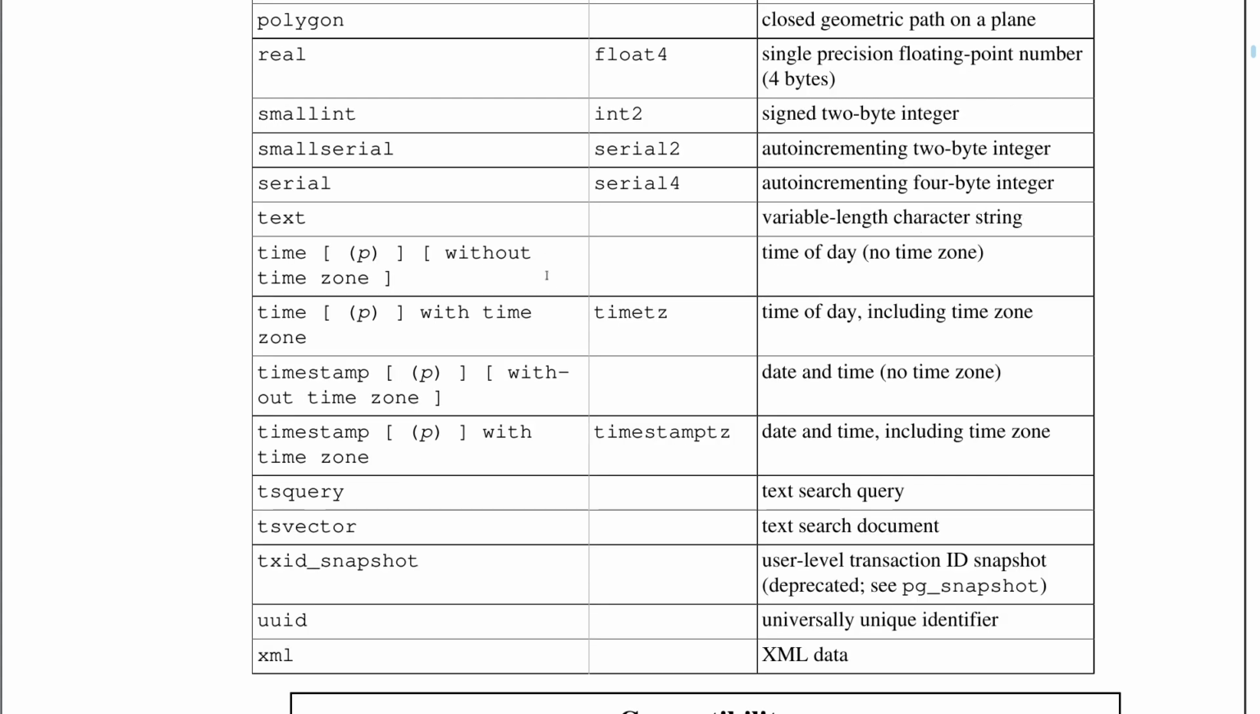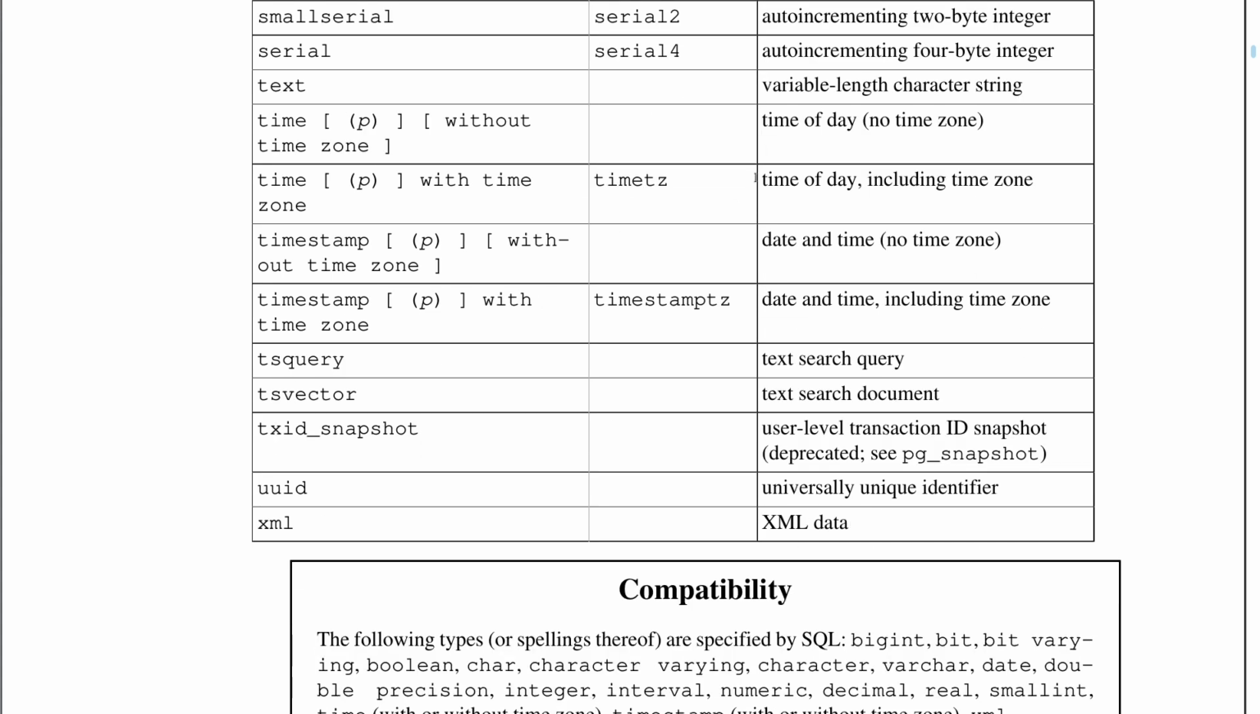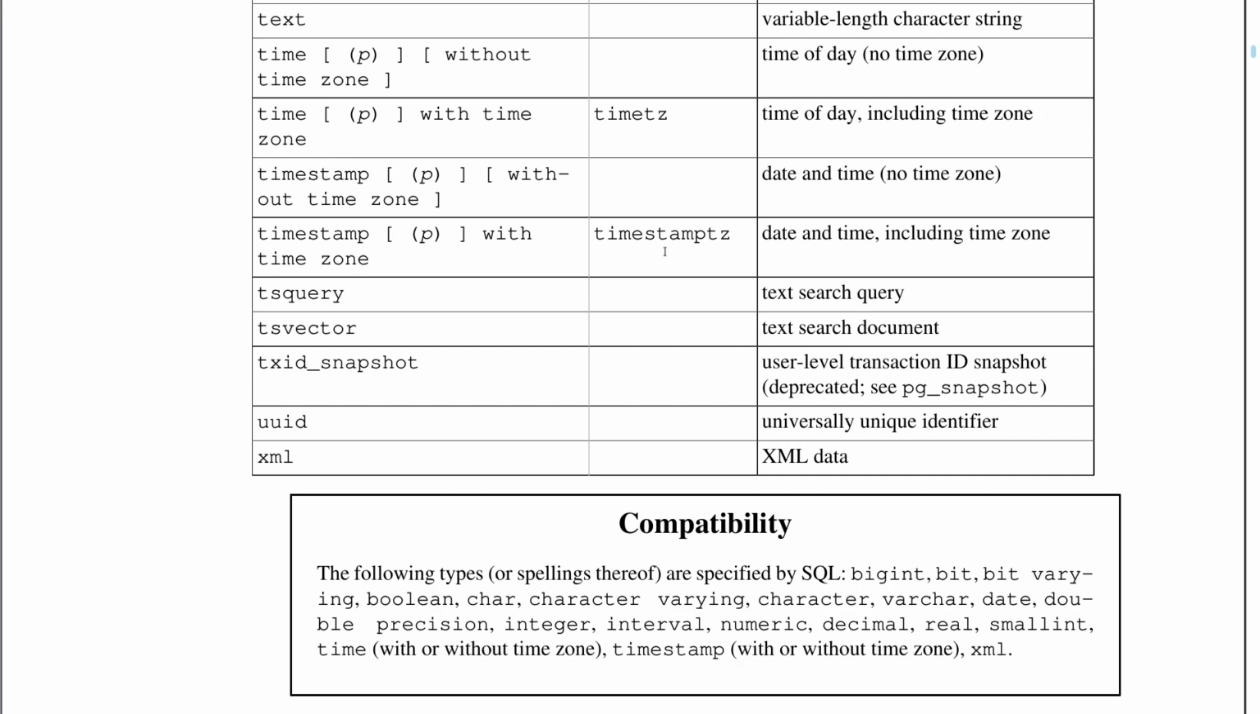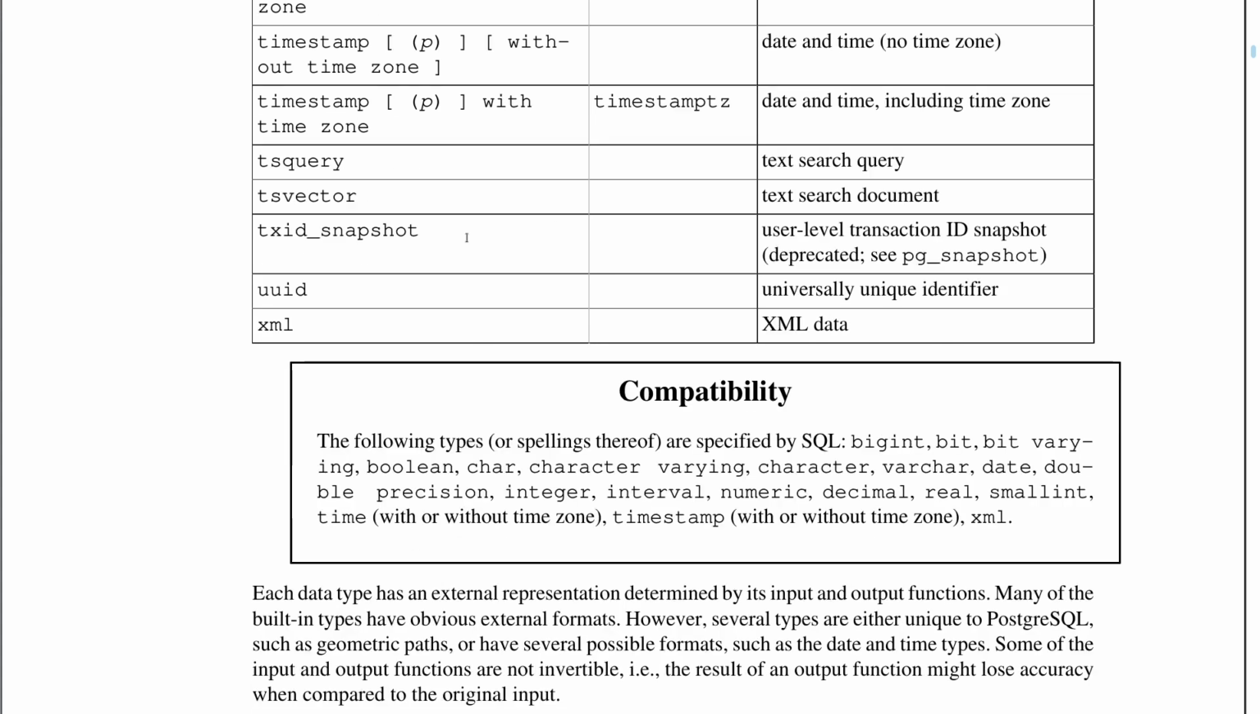Time comes in two formats: time without time zone and time with time zone, which is time of day. Then we have timestamp without time zone and timestamp with time zone. These are date and time without time zone and with time zone. TS query and TS vector come in full text search. Those are text search queries and text search documents. We will see this. We have not yet explored these.